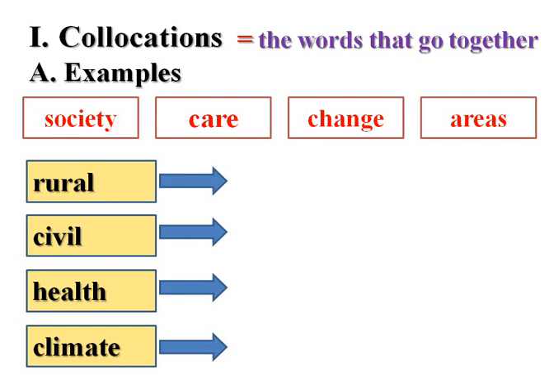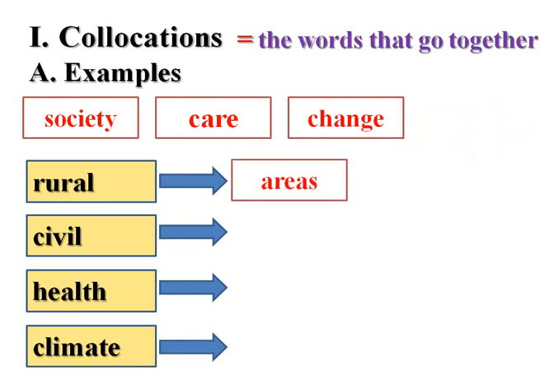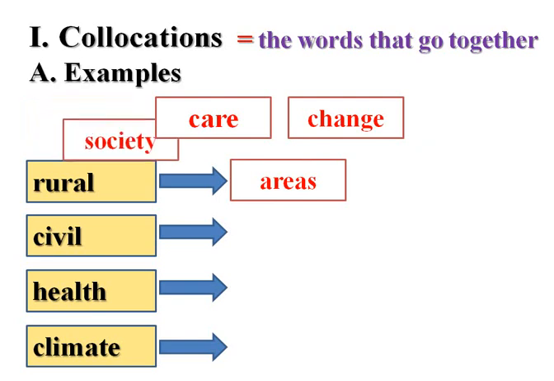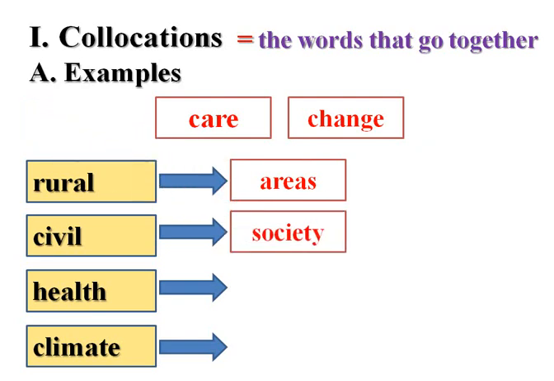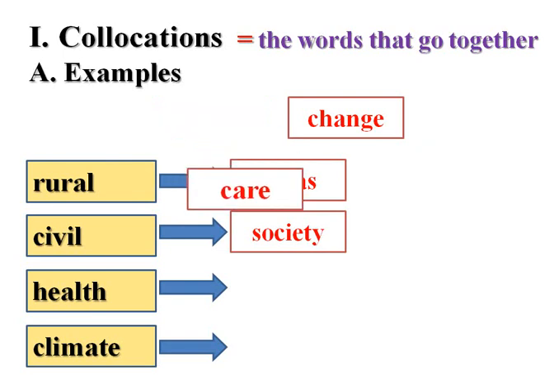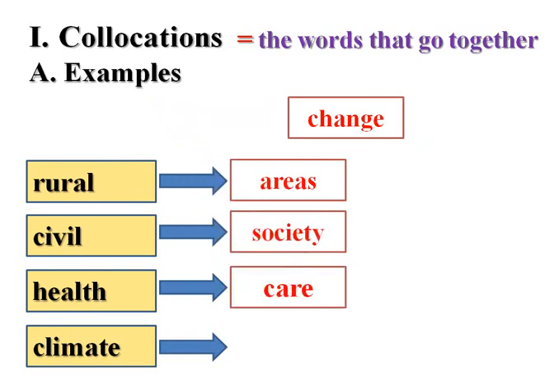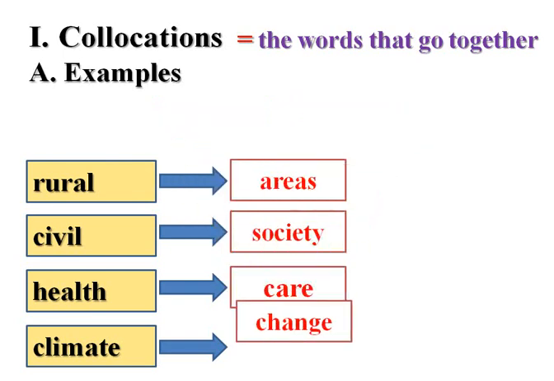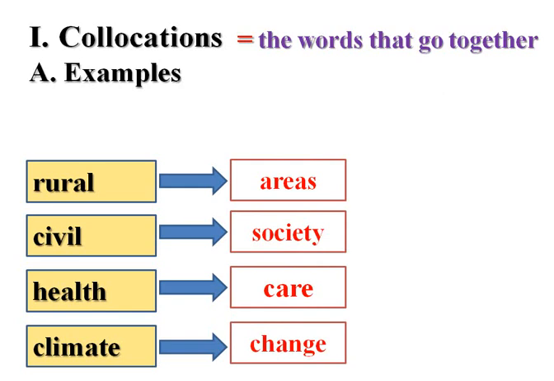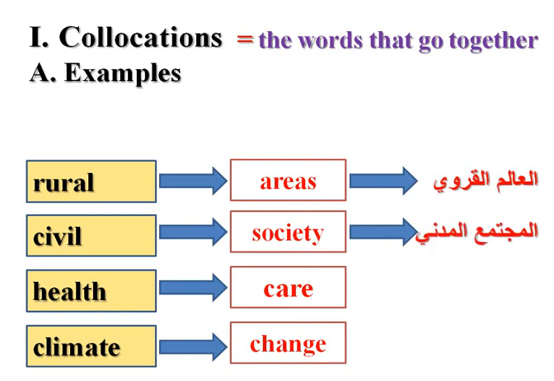So what are the words that collocate with each other? First one, we have rural, collocates with areas. We say rural areas. Civil collocates with society. We say civil society. Health collocates with care. We say health care. And the last one, climate, collocates with change. I also provided translation for more information, so here we have translation of these collocations.